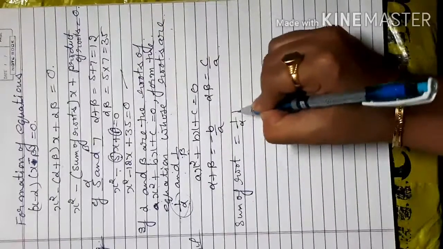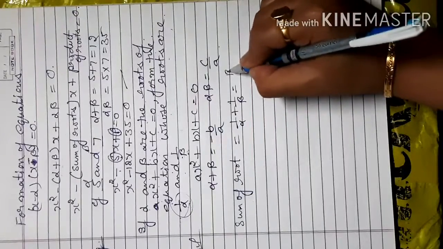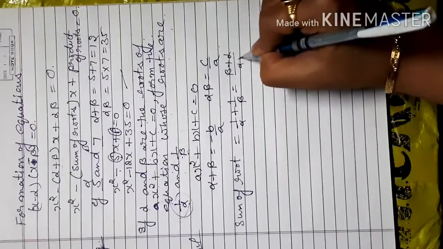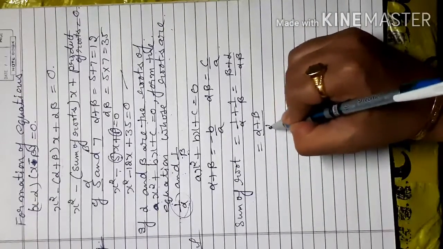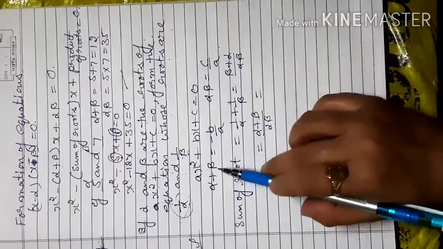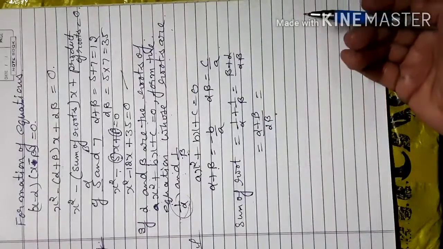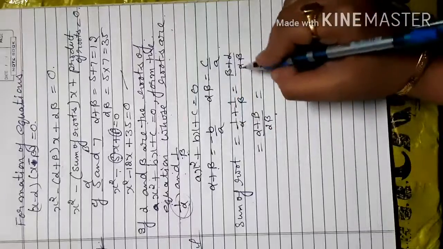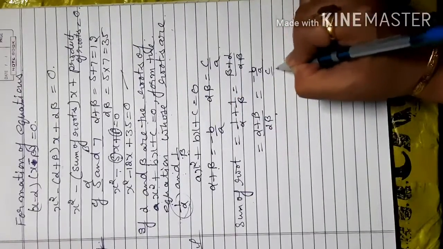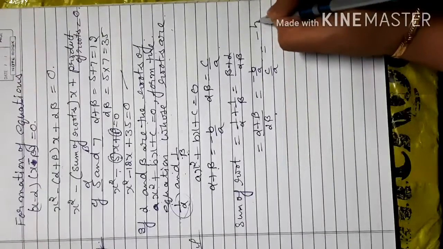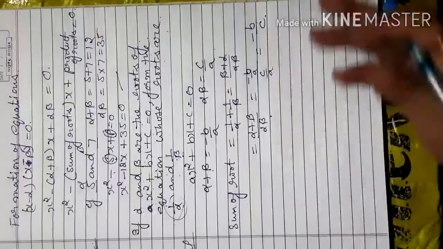So that is 1 by alpha plus 1 by beta. When you add this, take the LCM: beta plus alpha by alpha beta. So that means alpha plus beta by alpha beta. Now this alpha plus beta and alpha beta value you have to take from the given equation. So alpha plus beta gives me minus b upon a, and alpha beta is c upon a. So that gives me minus b upon c. So that is the sum of roots of the new equation.